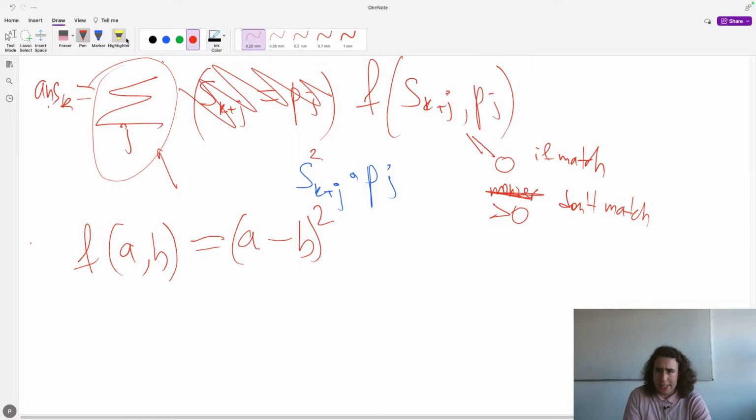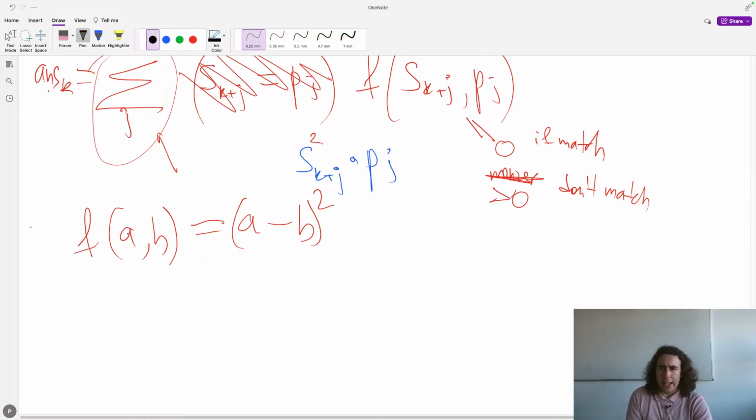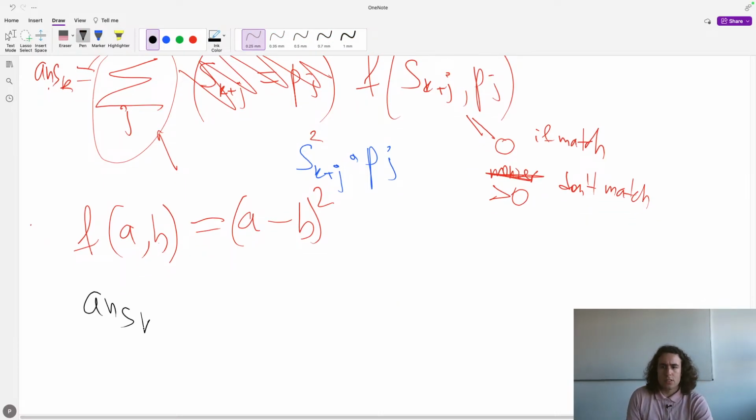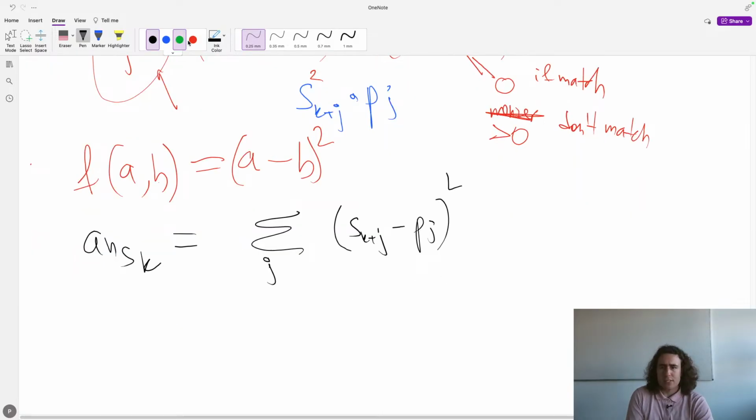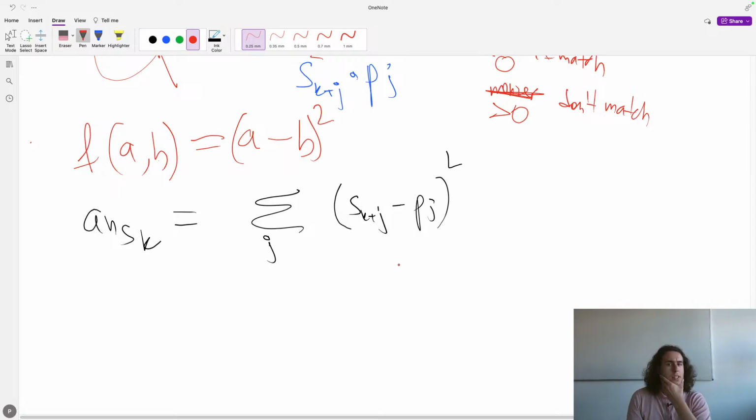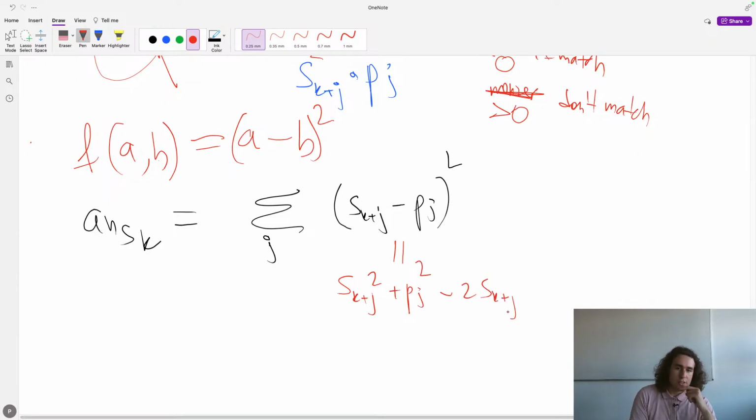So how do we calculate that? We need answer k to be equal to the sum over all indices j of (s_{k+j} - p_j) squared. But we should just open the brackets here. So what is this equal to? This is s_{k+j} squared plus p_j squared minus 2 s_{k+j} p_j.